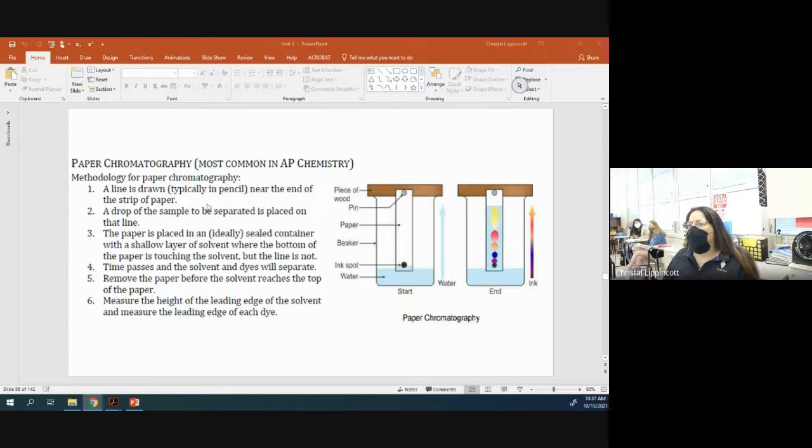All right. So paper chromatography, this is the most common type that you'll see on the AP exam. I've never seen the other two, but they do mention them. So that's why we throw them in there, because it might happen.